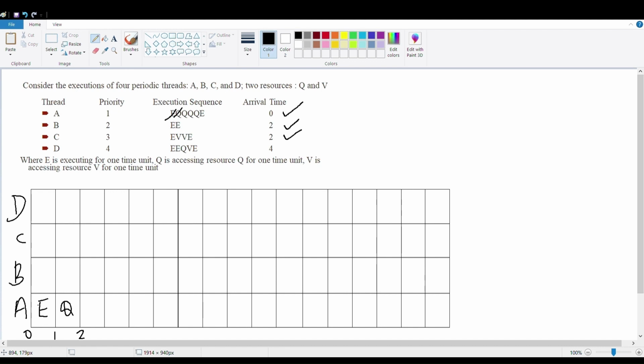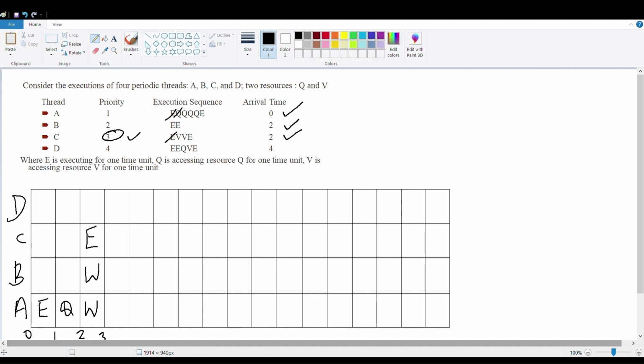But C has high priority, so C will start to execute now. C will execute E. At this time B will wait, because B wants to execute but B has less priority. C has high priority, so C will execute first, right? And A holds Q, but A cannot run now because A has low priority. Clear? So A will go to the waiting state. Understand up to here?